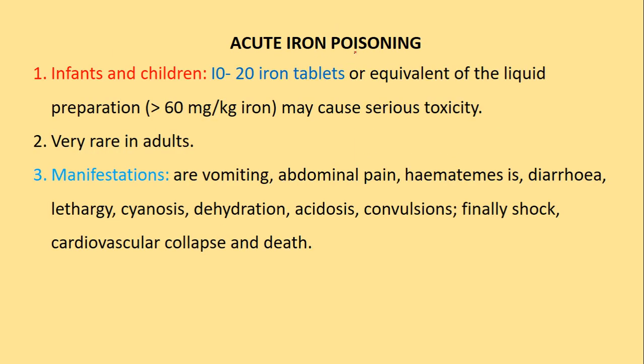Coming to acute iron poisoning, it is more common in infants and children. 10 to 20 iron tablets, or the equivalent in liquid preparations, more than 60 milligrams of iron per kg, may cause serious toxicity. It is very rare in adults. What are the manifestations of acute iron poisoning? It can lead to vomiting, abdominal pain, hematemesis, diarrhea, lethargy, cyanosis, dehydration, acidosis, convulsion. Finally, it can lead to shock and cardiovascular collapse, and finally death.